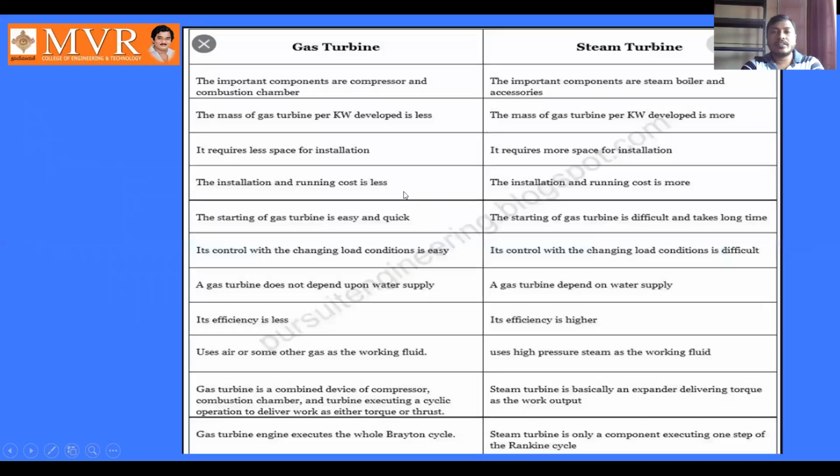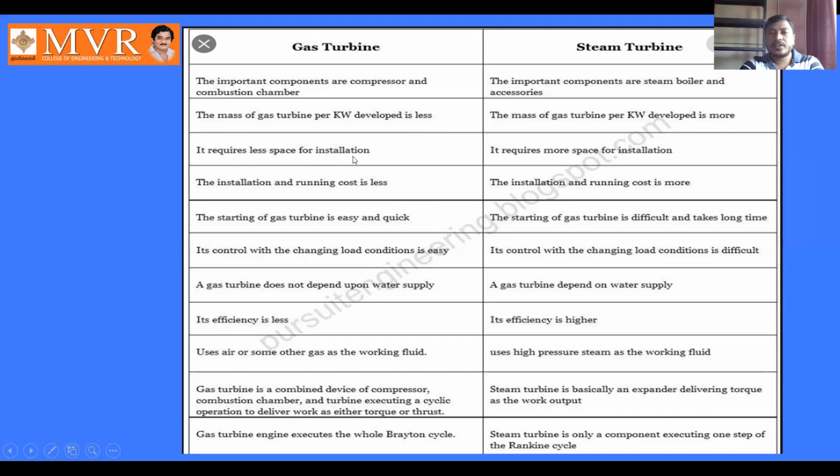Coming to the comparisons, this is the comparison between the gas turbine and steam turbine power plant. In the gas turbine power plant, the important components are the compressor and combustion chamber. And coming to the steam turbine, the important components are the steam boiler and accessories. See here, the mass of the gas turbine per kilowatt developed is less. The mass of the steam turbine per kilowatt developed is more when comparing with the gas turbine.